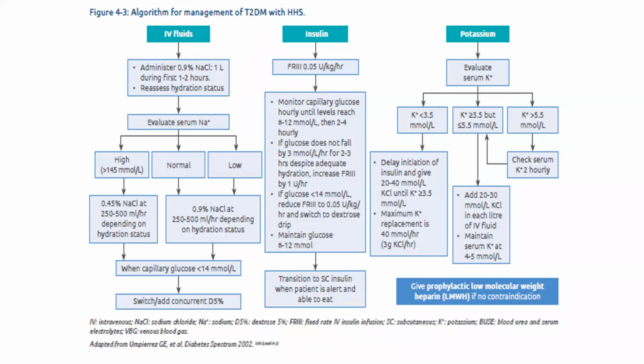Potassium is also important when we evaluate. Less than 3.5, we can consider a fast correction. 3.5 to 5.5, we add it into our maintenance fluid, and more than 5.5, we do not need to add any potassium replacement, but we need to check the serum potassium 2 hourly. This is because our insulin is still ongoing and it will cause a washout of potassium. So we can give a prophylactic low molecular weight heparin for the patient if there's no contraindication.